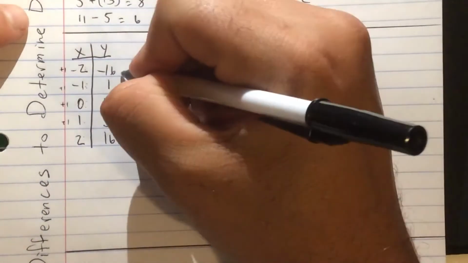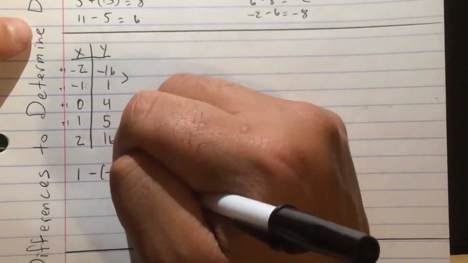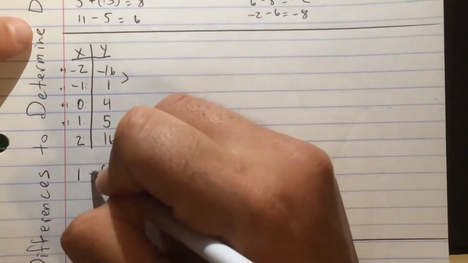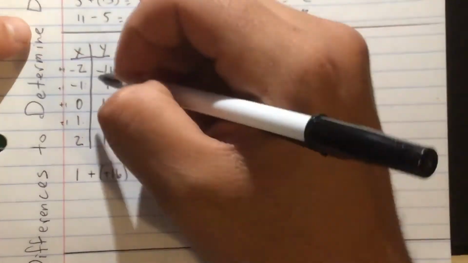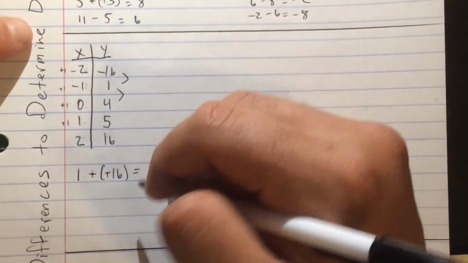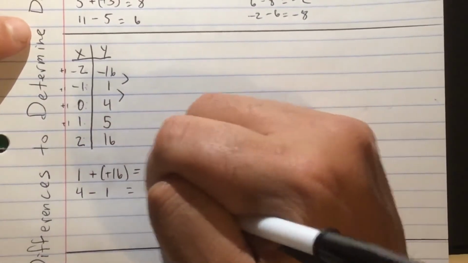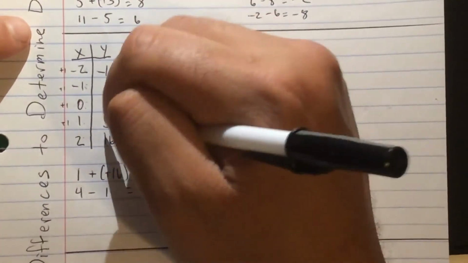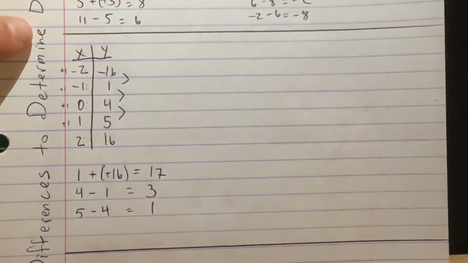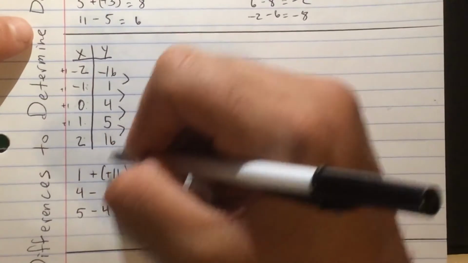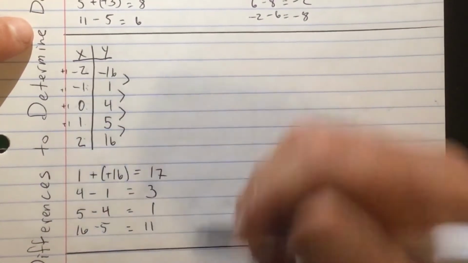Okay, so once again, we're just going to get started here with the first two. So we have 1 minus -16, which gives us a positive, which is equal to 17. The next one would be 1 and 4, so that would be 4 minus 1, which would equal 3. After that, we would have 5 minus 4, which would give us a 1. And then we would have 16 minus 5, which would give us an 11.